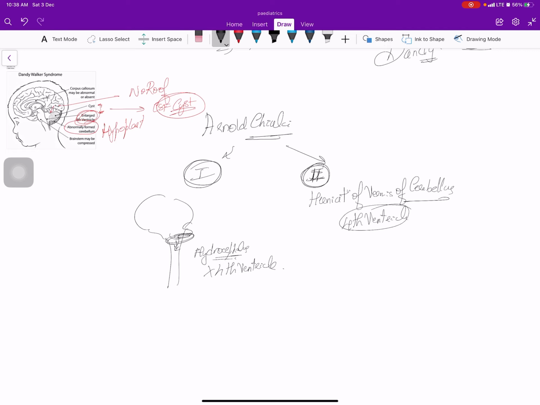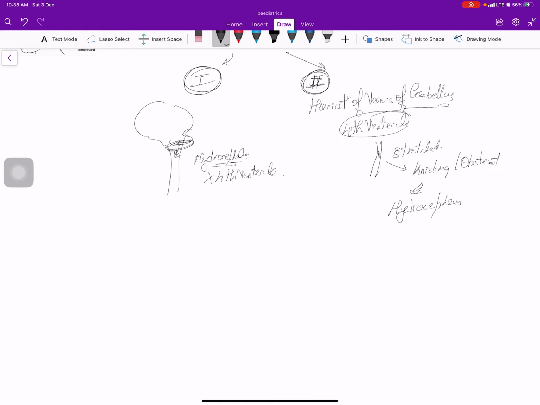So what happens if the fourth ventricle gets stretched? When something gets stretched too much, it's going to get narrowed, and this is going to cause kinking or obstruction, which is just going to cause hydrocephalus. I'm not going to mention it again, but it has the association of myelomeningocele.